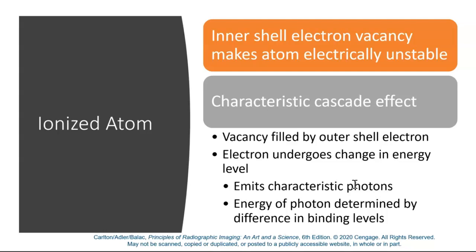So that cascade, okay? The vacancy is filled by an outer shell electron, the electron undergoes a change in energy level, so it emits a characteristic photon. The energy of the photon is determined by the difference in the binding energy.